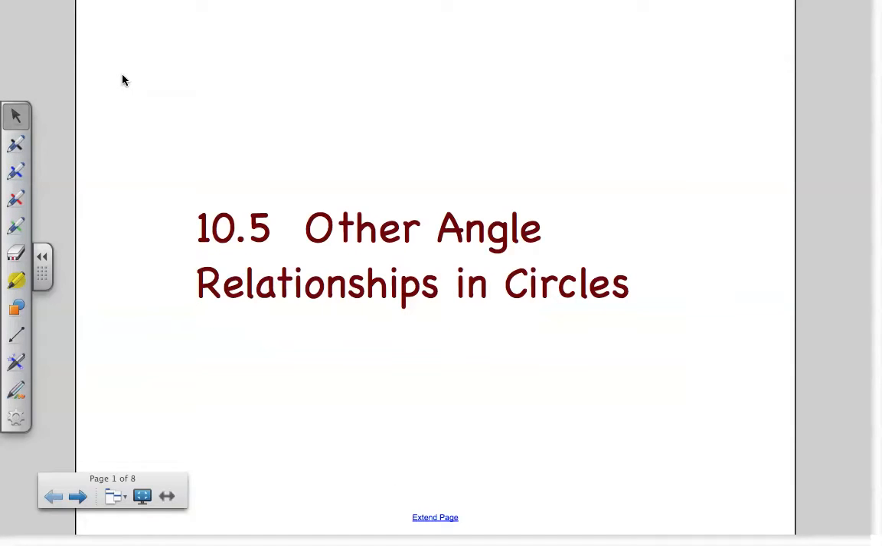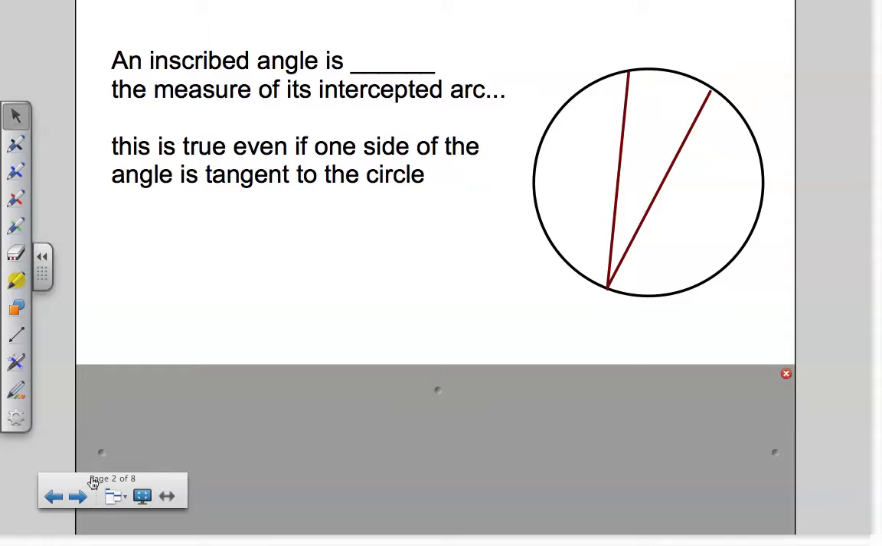In section 10.5, we're going to look at some more angle relationships in circles. We've talked about central angles, inscribed angles, and we're going to look at a few other angle types in circles. The first thing, we're going to start with something we already know.